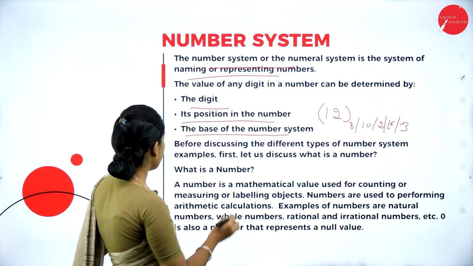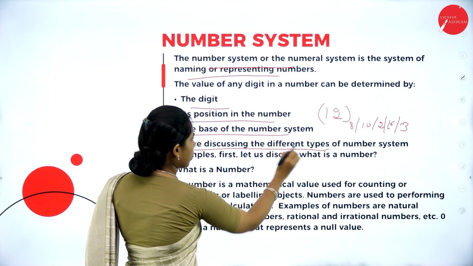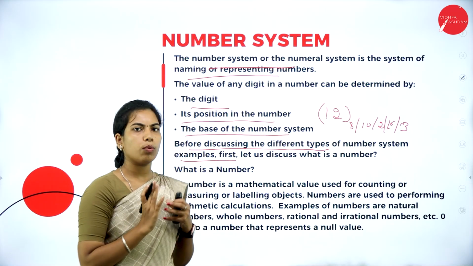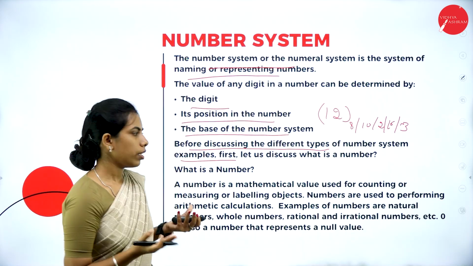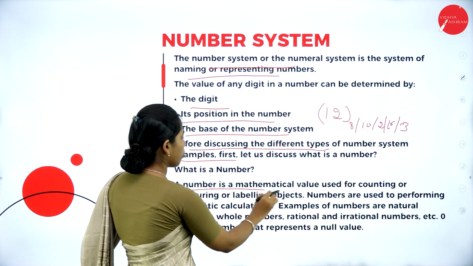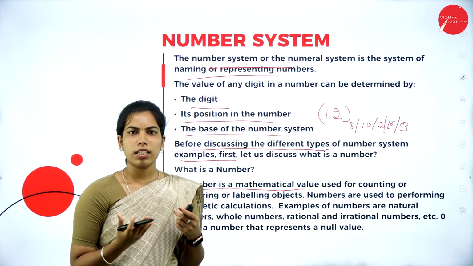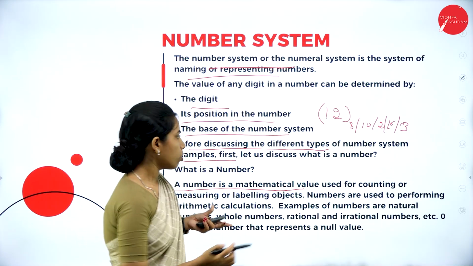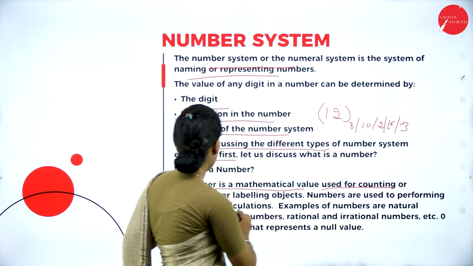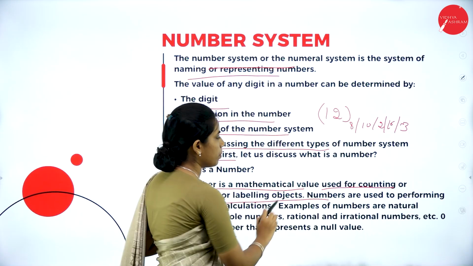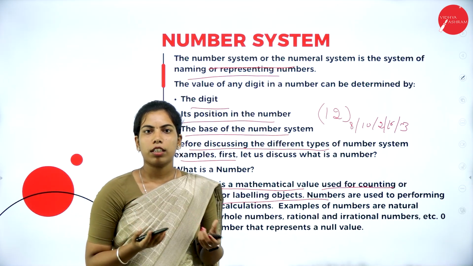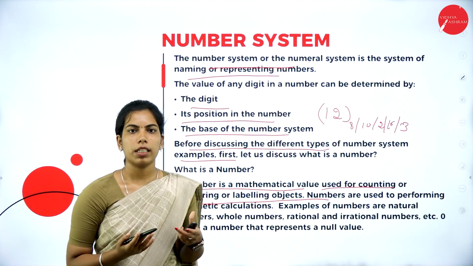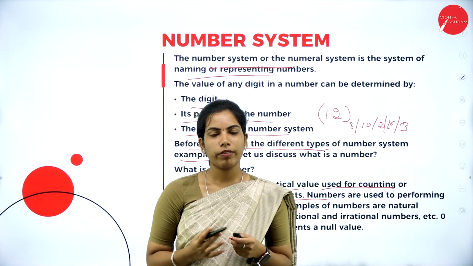Before discussing the different types of number systems, we will get to know what exactly a number is. A number is a mathematical value. A number is nothing but a value or a digit. A number is used for counting, measuring, and labeling objects. So the number is nothing but the mathematical value or the mathematical digit.